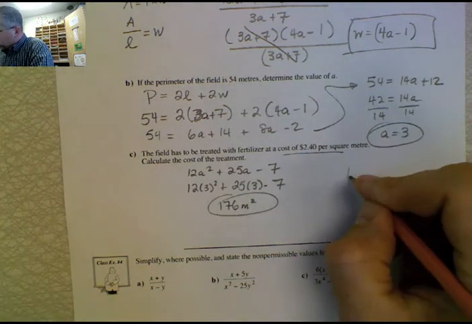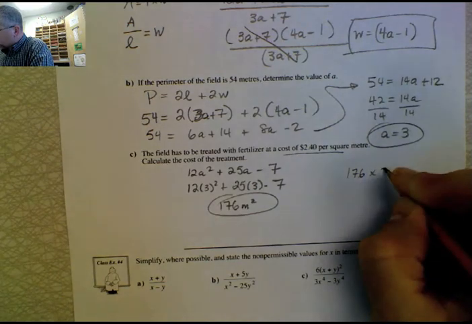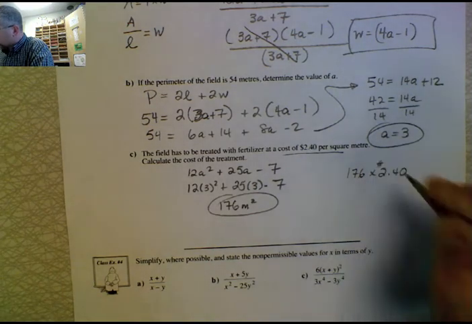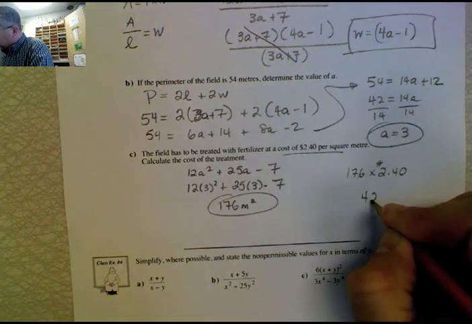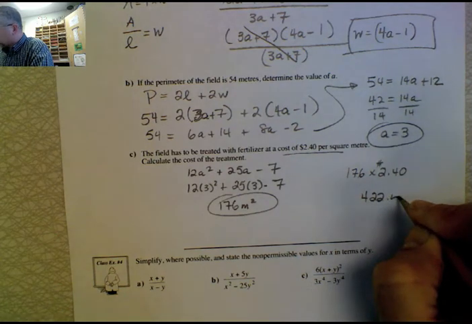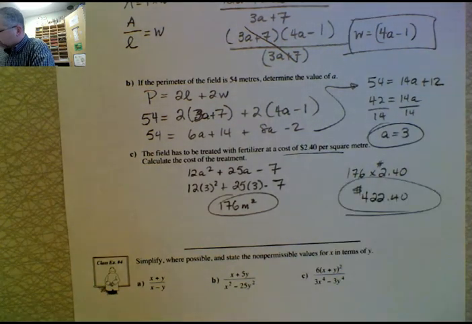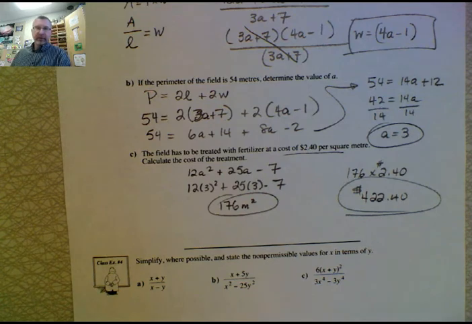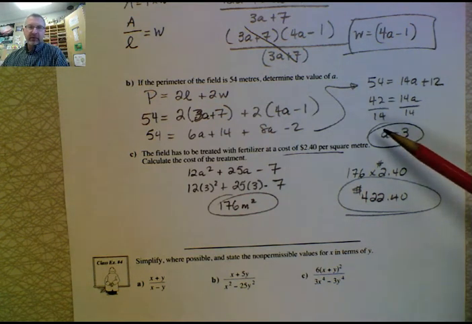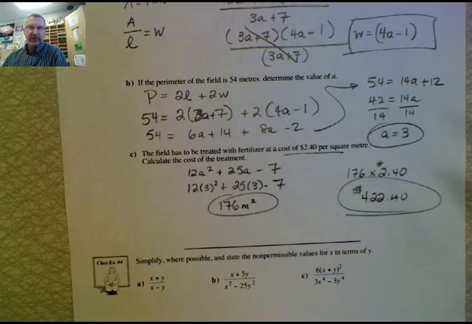Now, we know we've got 176 meters squared, and it costs $2.40 for each square meter. So it's going to cost us $422.40 to actually fertilize this field. So now that we actually have a value, we can plug it into our area and come to a solution.